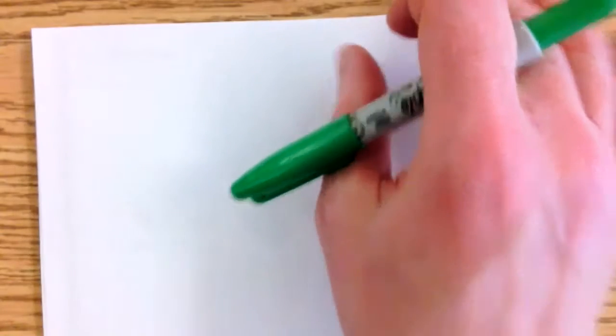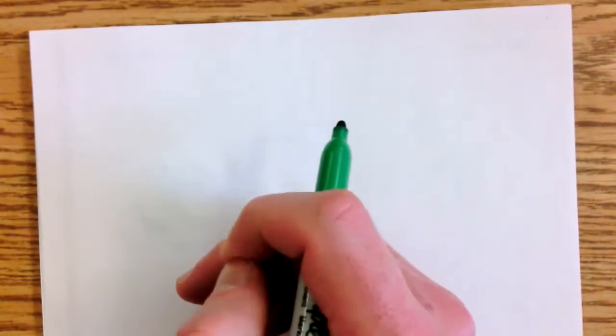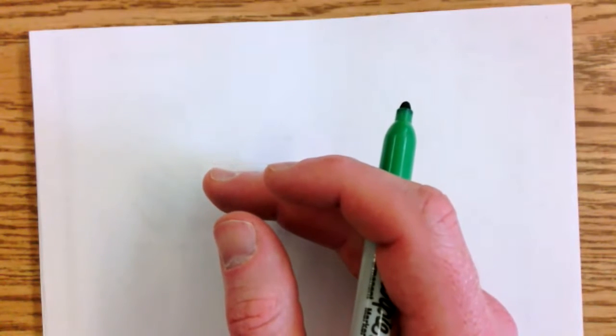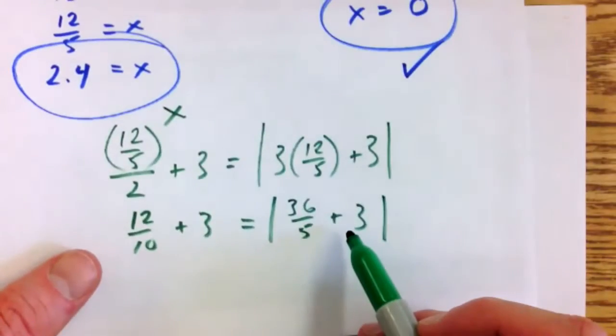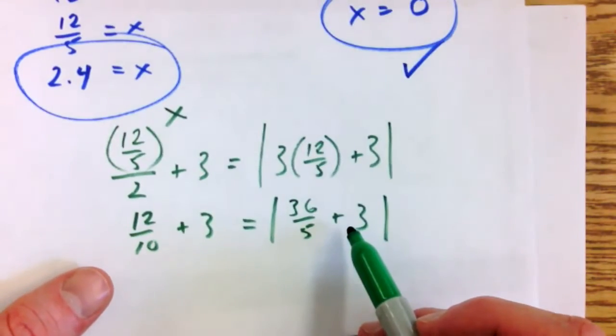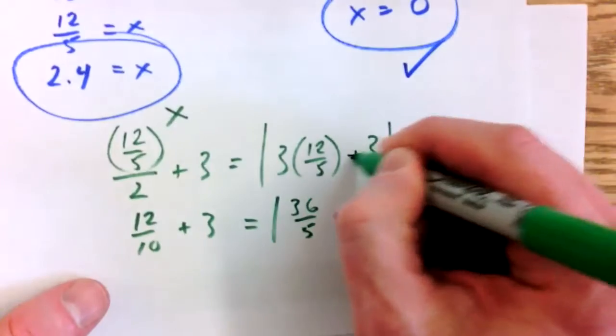The textbook said that the 2.4 did work. Oh, how does it feel to be a liar, textbook? 2.4 over 2 is 1.2. 1.2 plus 3 is 4.2. 3 times 2, oh, that's minus 3. When I was doing my check, I put the plus in. It's minus 3.